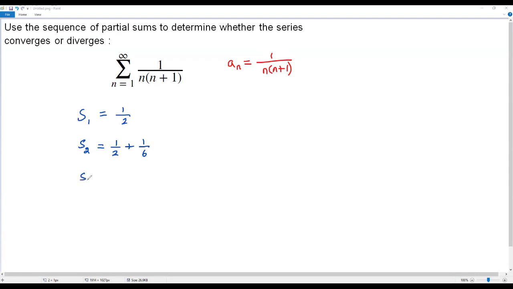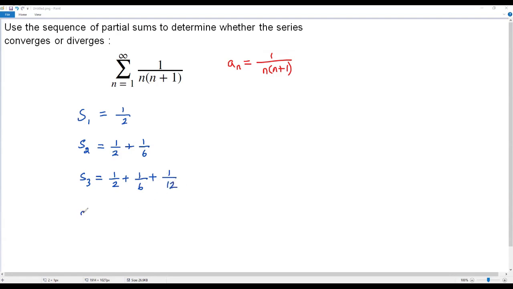Okay, now let's get the third partial sum. The third partial sum means we have to add the first three terms of the series. Already we know the first term and second term of the series, so let me write them: 1 over 2 plus 1 over 6. Now we have to add the third term. For that we have to plug in n equals 3 over here. When you do so, 3 times 4, that is, I'm getting 1 over 12.